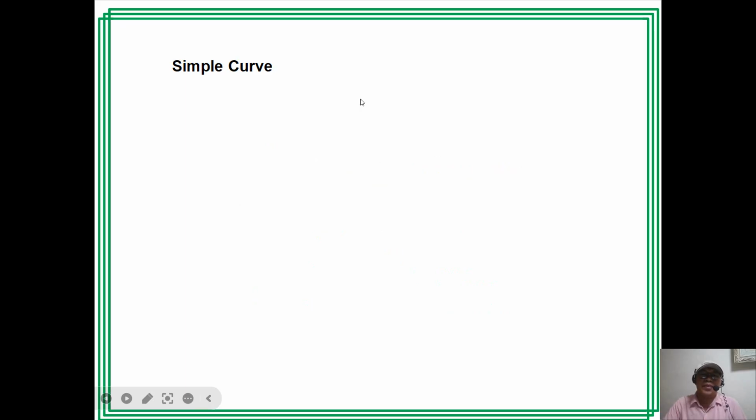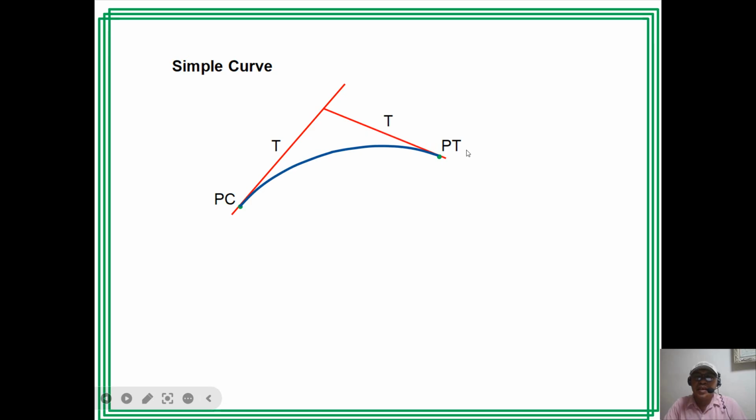So to recall, for a simple curve, we have here a circular horizontal curve. So this is about horizontal curve. It starts with the PC, the point of curvature, and it ends at the PT, which is the point of tangency. So from PC we can draw a tangent, and also from PT we can draw a tangent. Then the tangents intersect at PI, so we have the point of intersection.